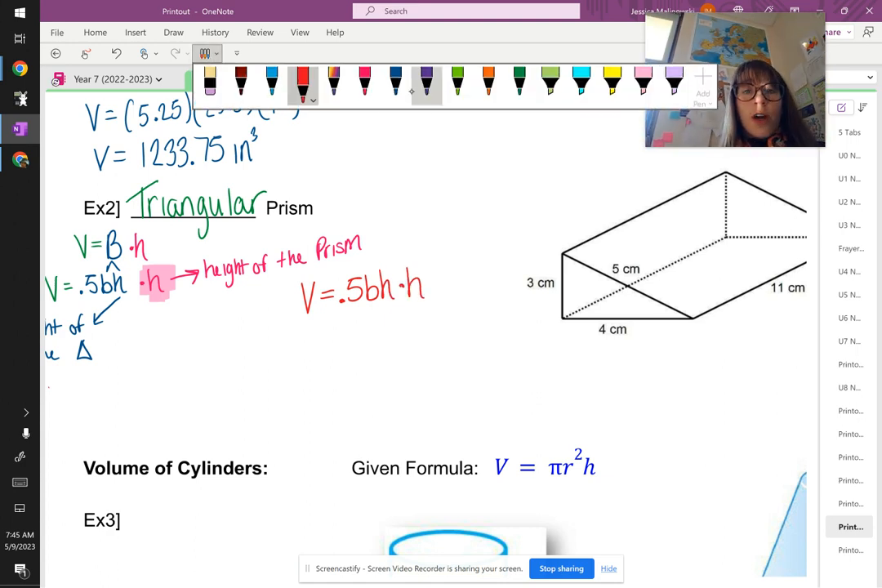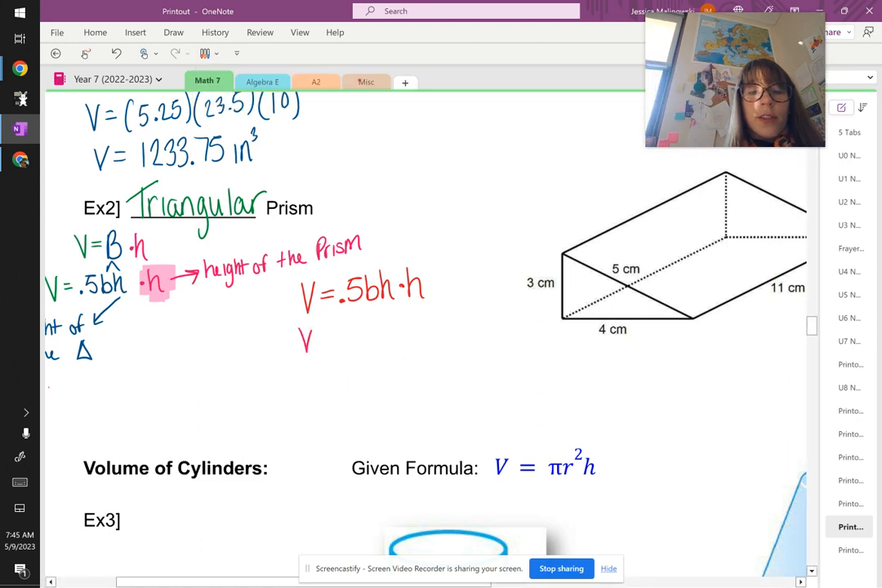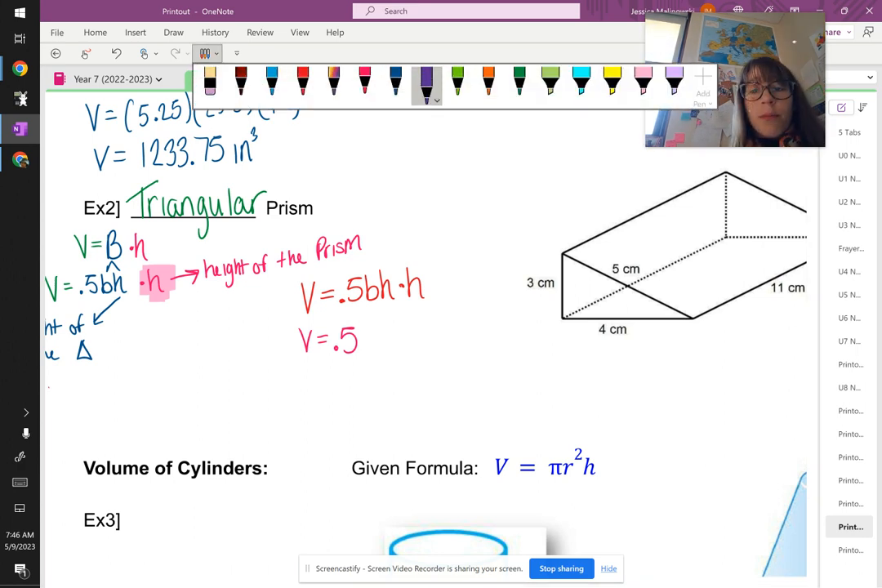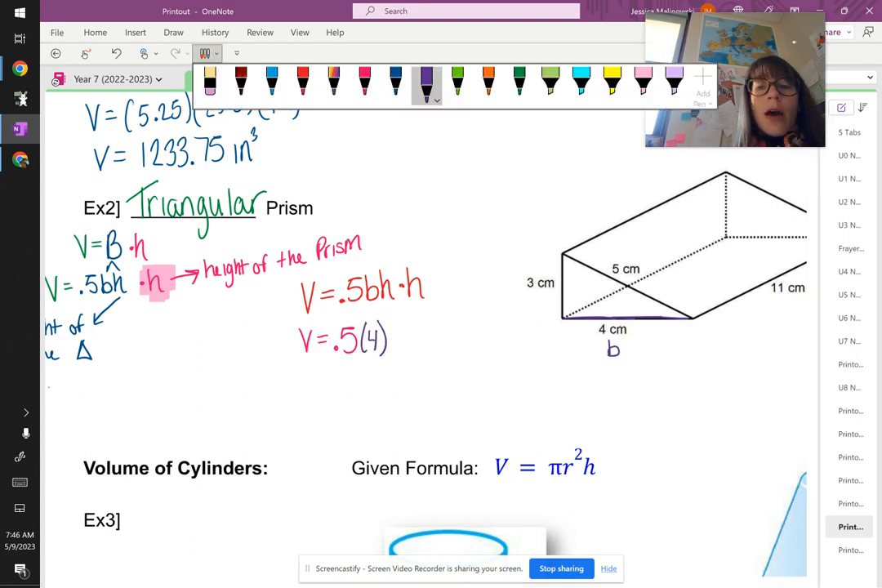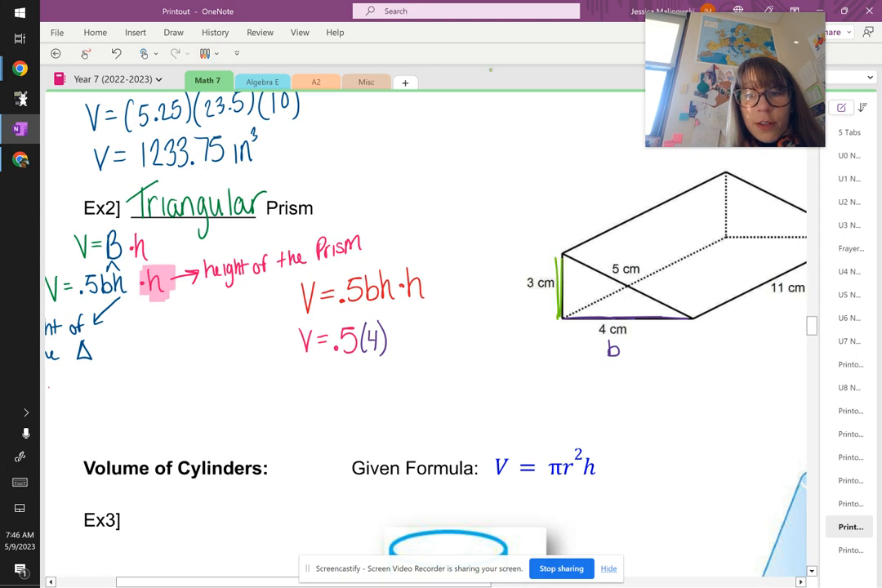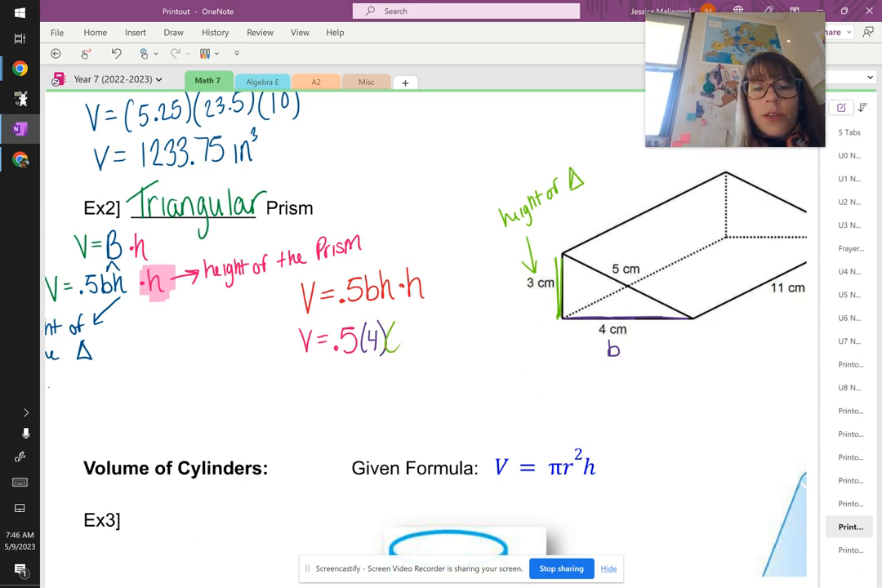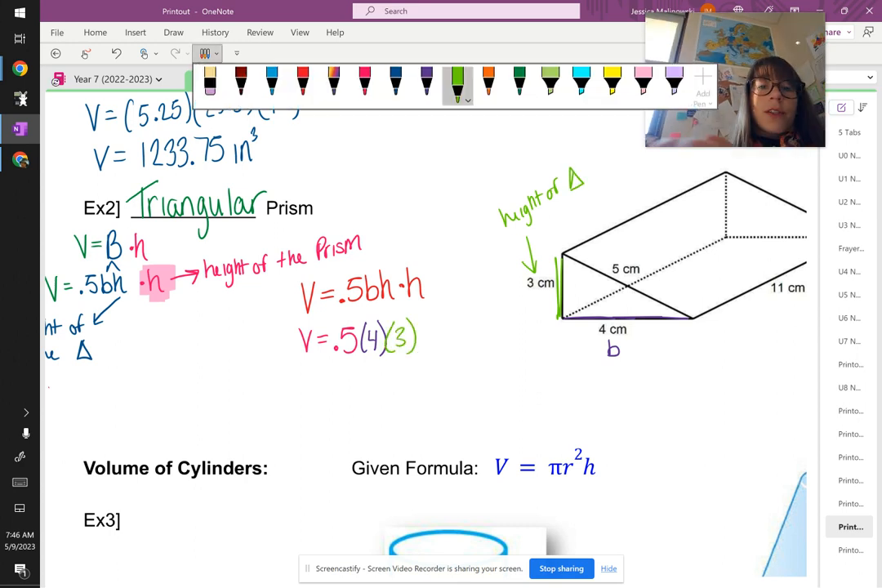So first off, my 0.5 stays the same because that's just a number. Base is talking about the base of the triangle. My base of the triangle is 4. My height of the triangle is 3. And now this is where we get sketchy. The height of the prism is something different, right?